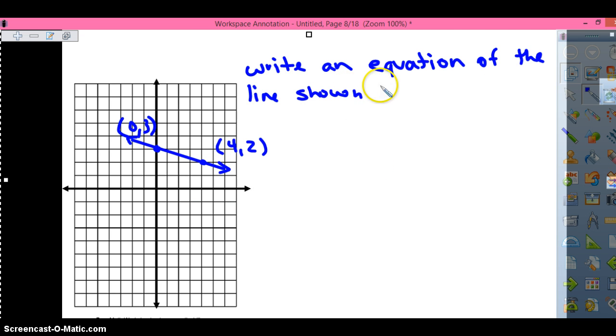If you have to write an equation of the line shown, again you have to remember the equation of a line y equals mx plus b in slope-intercept form, where m is the slope and b is the y-intercept. Can we find our y-intercept by looking at our graph? Yes. That means our y-intercept is what? 3. Can we find our slope?